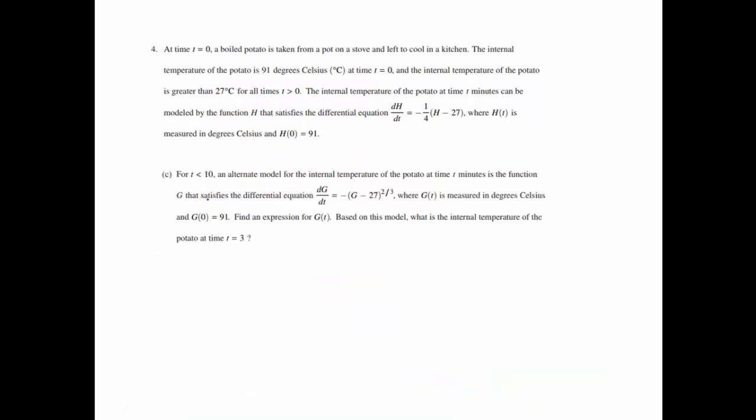Okay, C, for t is less than 10, an alternate model for the internal temperature of the potato is the function g that satisfies the differential equation where g is measured in degrees and g of 0 equals 91 as well. Find an expression for g of t. Based on this model, what was the internal temperature of the potato at time 3? So two things. Number 1, find an expression. Number 2, what is the internal temperature?